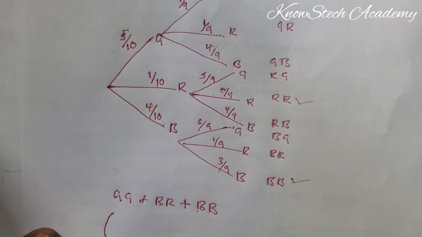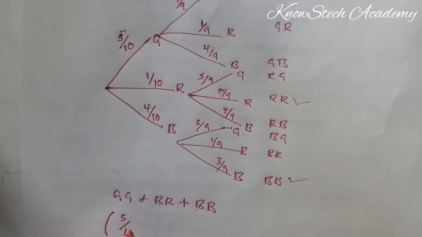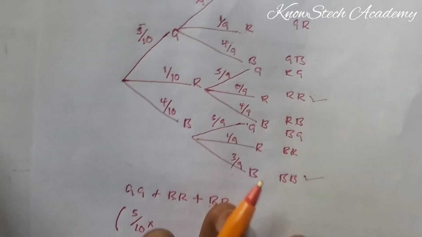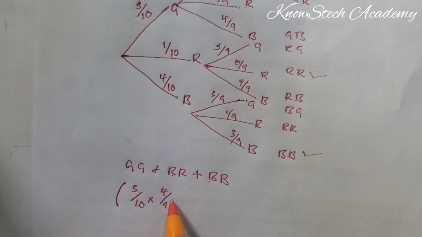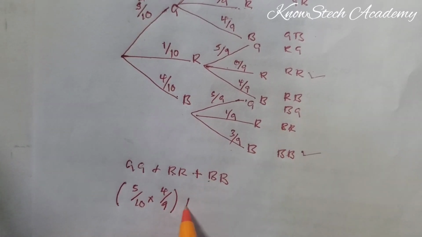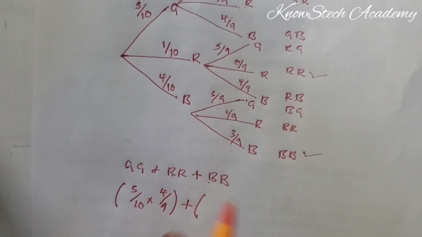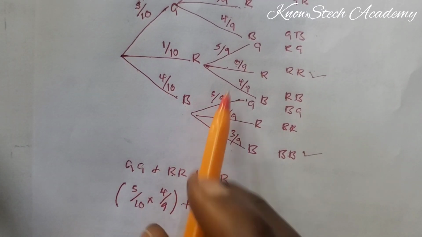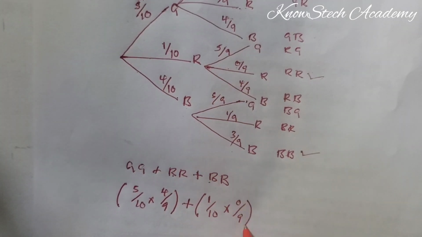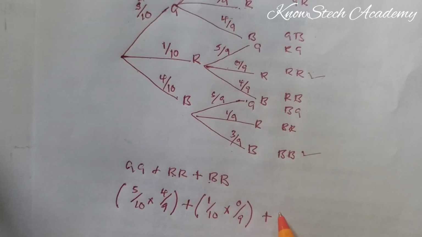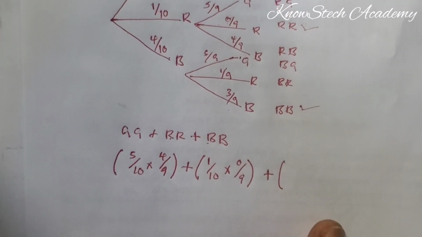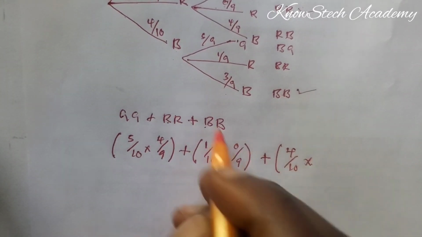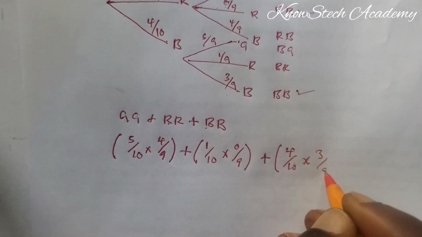Now, the first letter here represents the first picking. So what is green? The first is 5 over what? 5 over 10. We are multiplying here. The second green here is 4 over 9. So here we're going to write 4 over 9, like this. Plus, open bracket, red. So 1 over 10 multiplied by the second red here, 0 over 9, which is just 0. But for the sake of showing, I'll show it. Then blue is 4 over 10, multiplied by this blue here, 3 over 9.